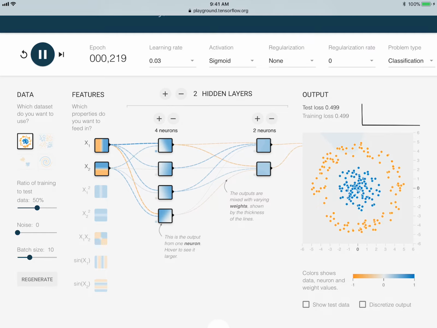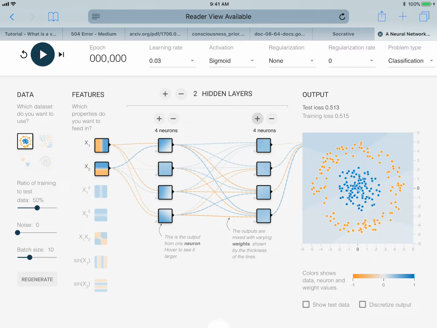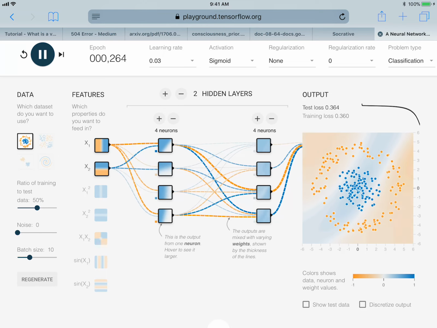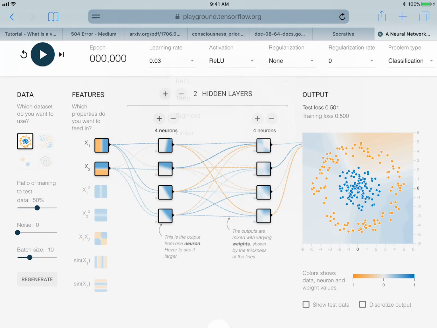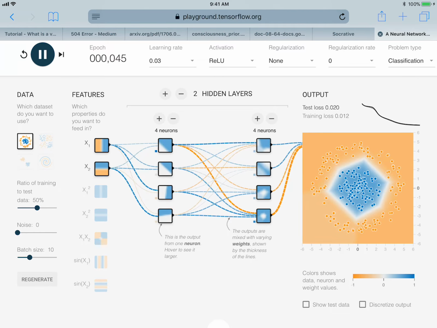I'm not sure if it's trained or not. It's really difficult to actually fit this training data, but now it's finally trained. In this case, it is forming nonlinear decision boundaries, right? This is when we use the sigmoid. But if we use ReLU in this case, can you see the difference?